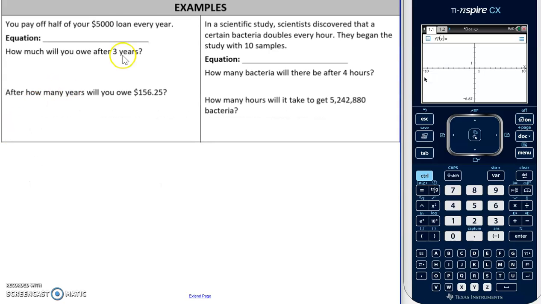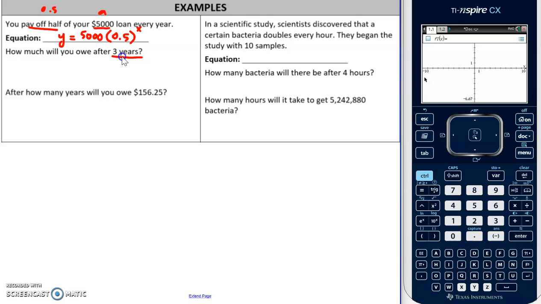Here we go. Okay, so first example, you pay off half of your $5,000 loan every year. So that's half every year of my $5,000 loan. There's my a value. All right, so my equation is going to be y equals the initial, so 5,000, times my growth rate, so I'm paying off half of it, and then to the x power.